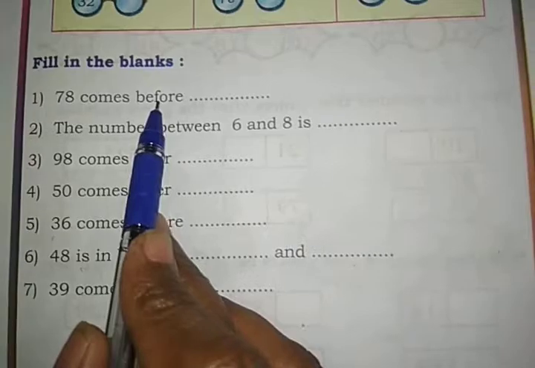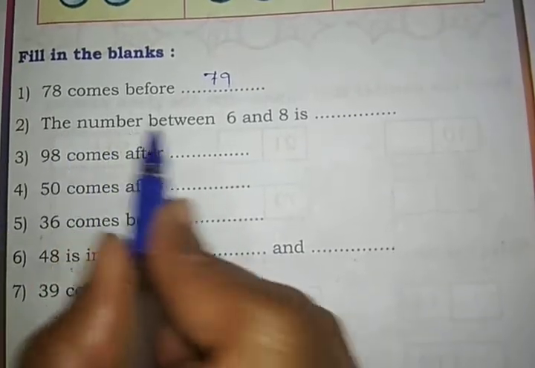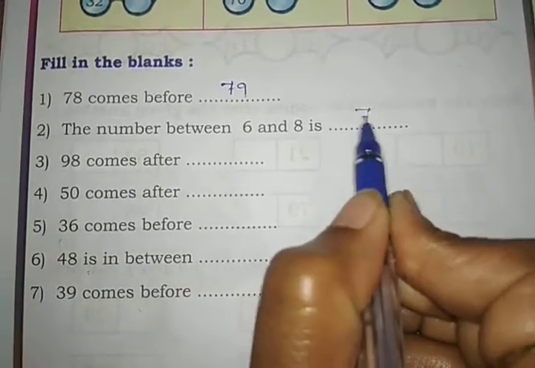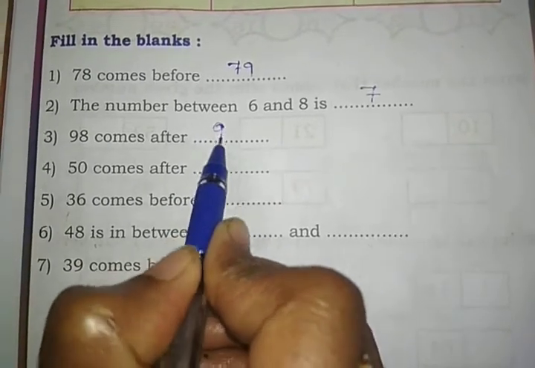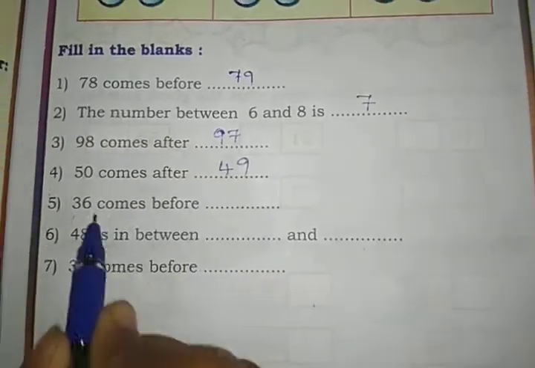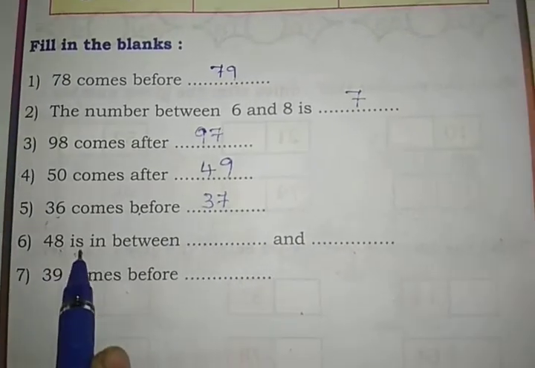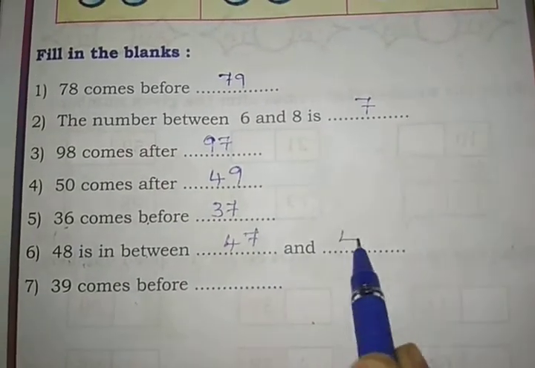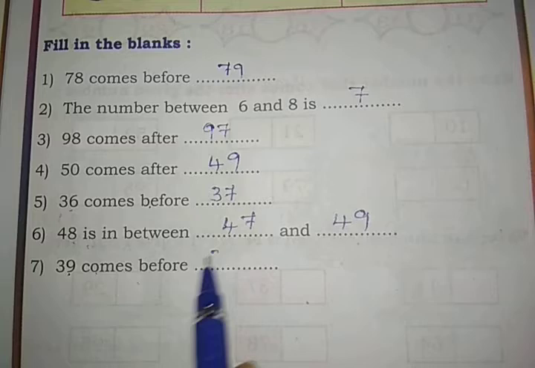78 comes before 79. The number between 6 and 8 is what comes between there? 6 after 7, 8. 7. 98 comes after 97. 50 comes after 49. 36 comes before 37. 48 is in between 47 and 49. 39 comes before 40.